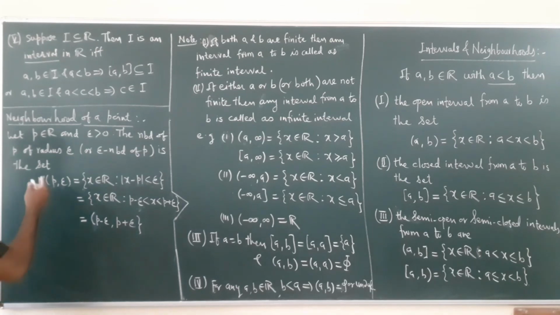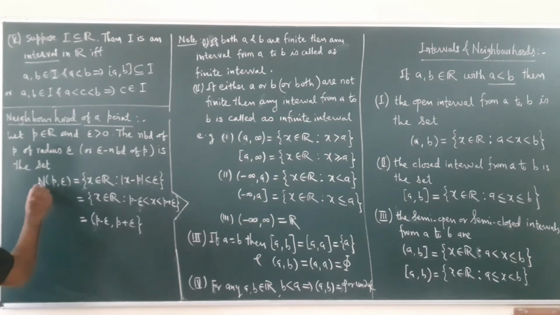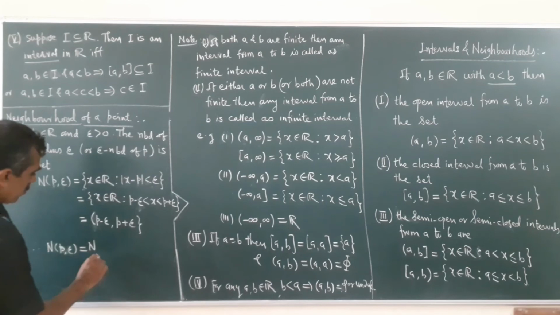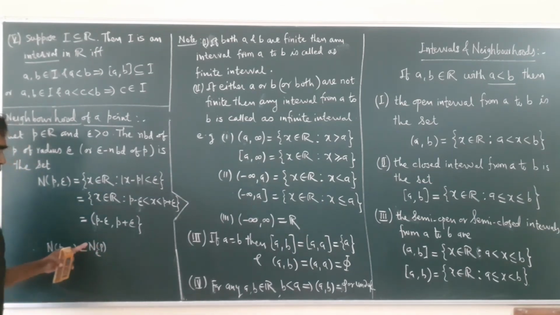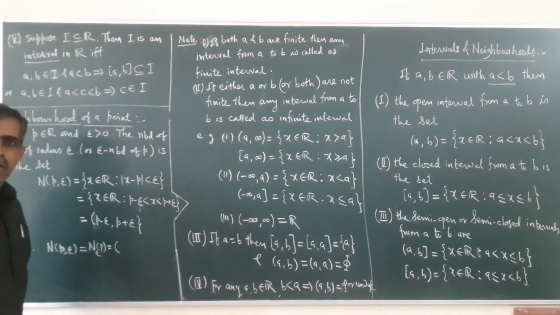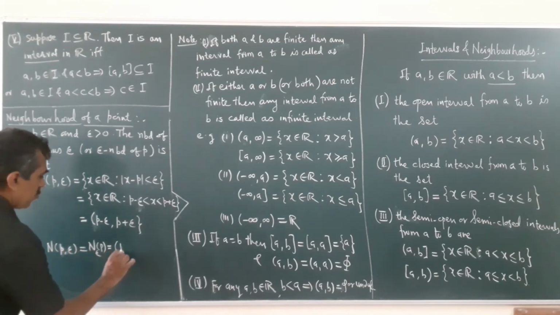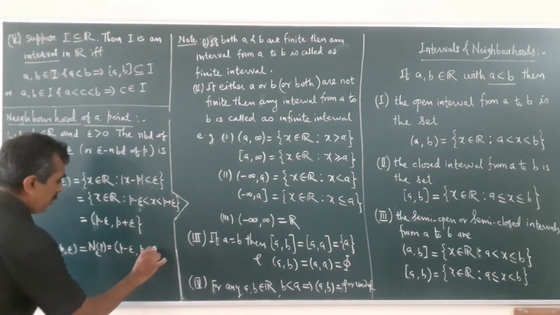Sometimes this is also denoted as N epsilon of P, the neighborhood of P of radius epsilon. This is the notation, and it is nothing but the open interval (P minus epsilon, P plus epsilon).